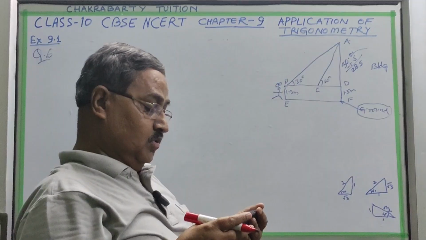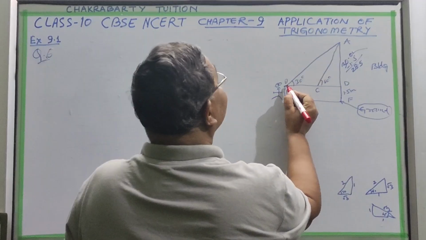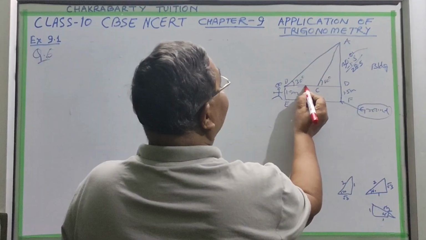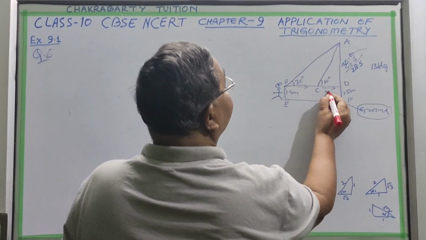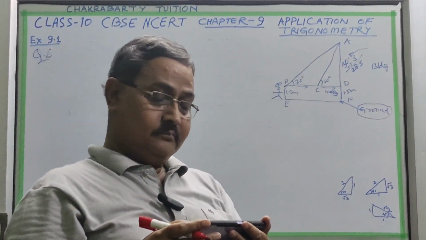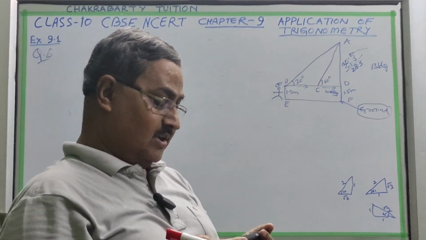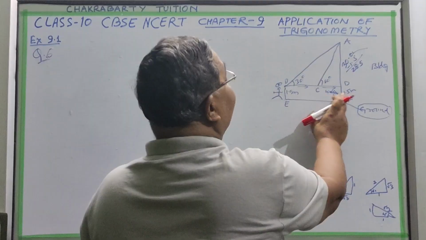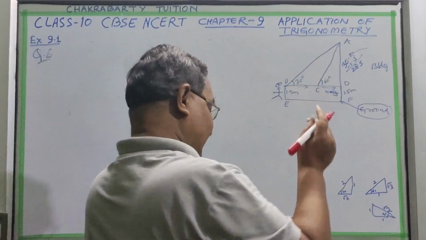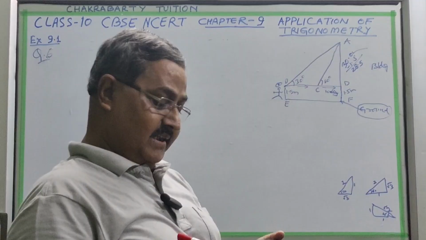From his eyes to the top of the building, the angle increases from 30 to 60, meaning previously his eyes were at a 30-degree inclination. Now it increased to 60 degrees. This person is walking towards the building. The angle of elevation increases from 30 degrees to 60 degrees as he walks towards the building. Find the distance he walked.